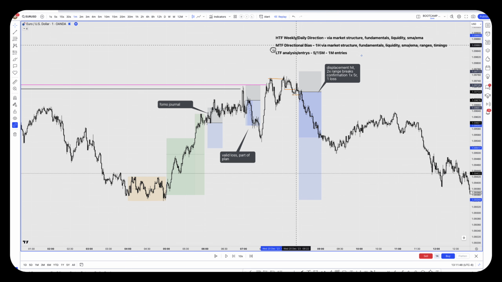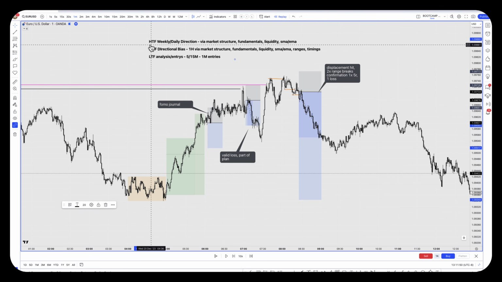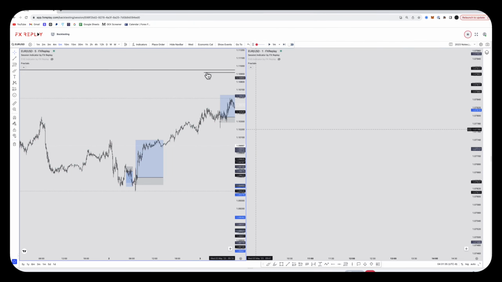So again, we go back to higher time frame directional bias, middle time frame directional bias, then you have lower time frame analysis and entries. Underneath this would be management: if you break even, if you take partials, what your execution confluences are. I'm not going to list that off, reason being everyone's trading plan is different. So let's go back to an old backtesting session of mine.